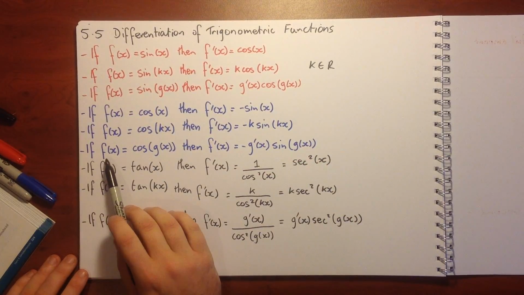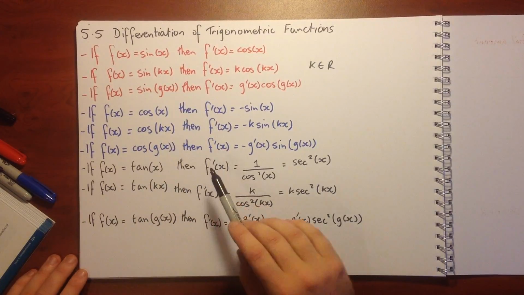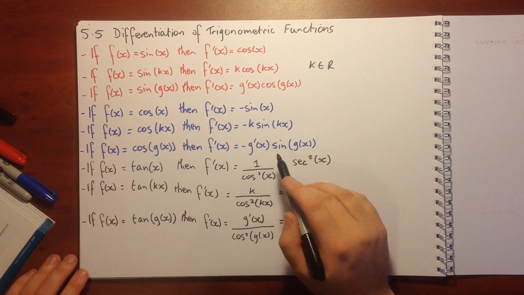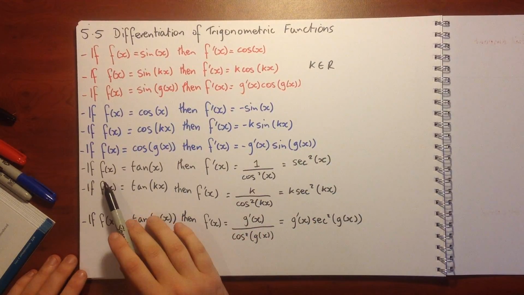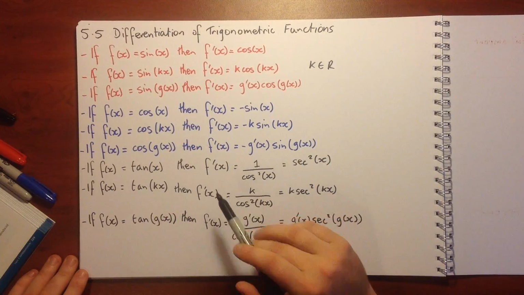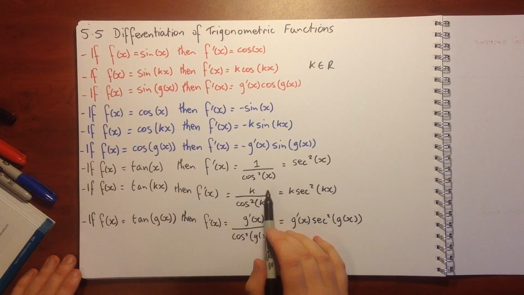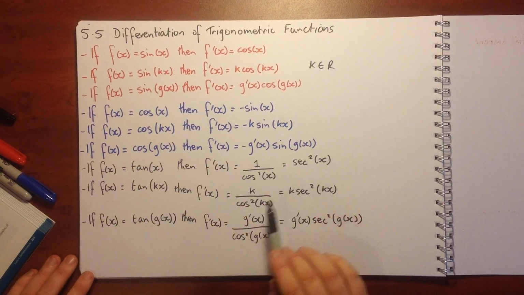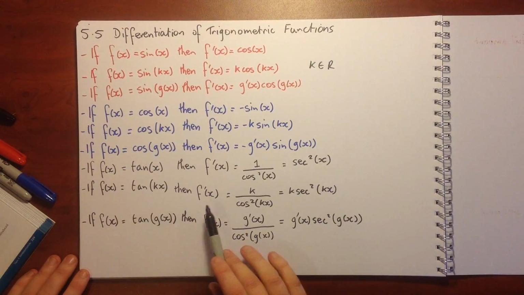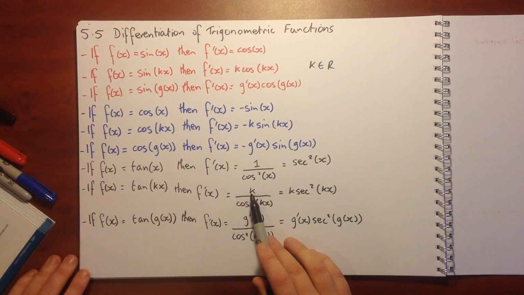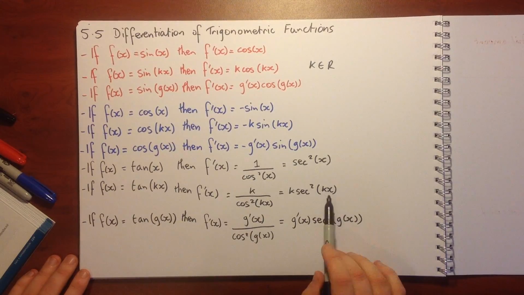And similarly, if we have f of x equals cos of g of x, g is some other function, then f dash of x equals negative g dash of x sine of g of x. If we have f of x equals tan of x, then f dash of x equals 1 on cos squared of x. Those doing specialist as well would know that that's sec squared of x. If f of x equals tan of kx, then f dash of x will equal k on cos squared of kx, or k sec squared of kx.